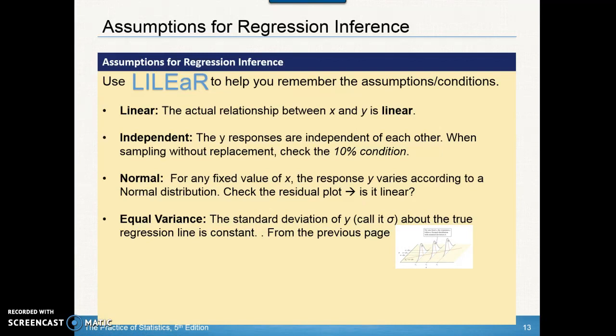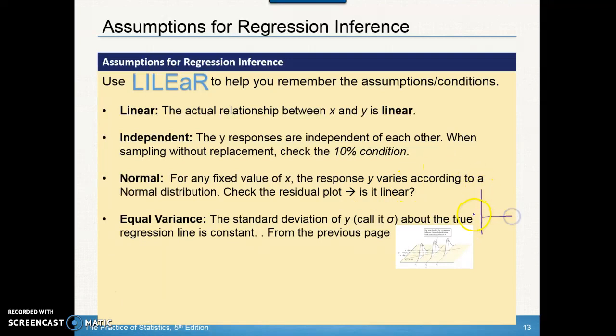This is the other one that we talked about on the previous page. It's a little bit tricky. It's called the equal variance, okay? So the standard deviation of y, which is called sigma, about the true regression line is constant. So basically what that means is, when I make a population regression line, and then I take samples, every single one of those samples is going to produce a different line.